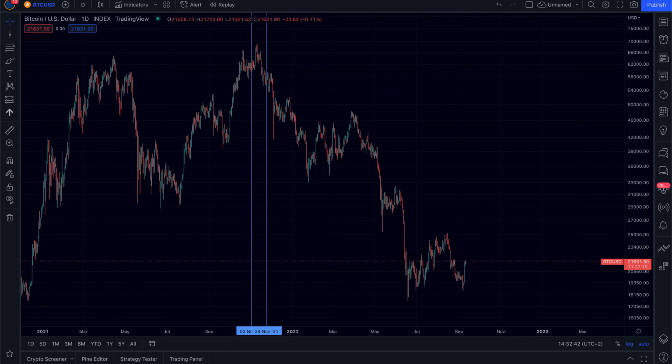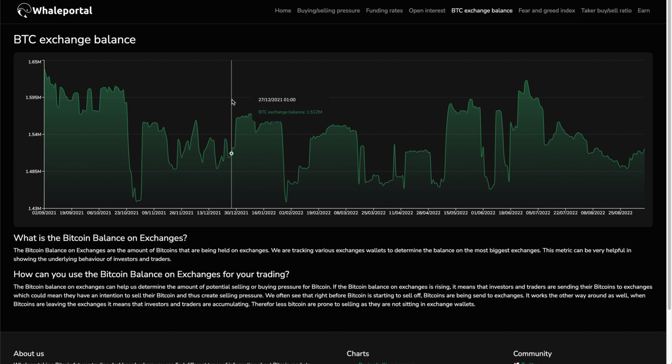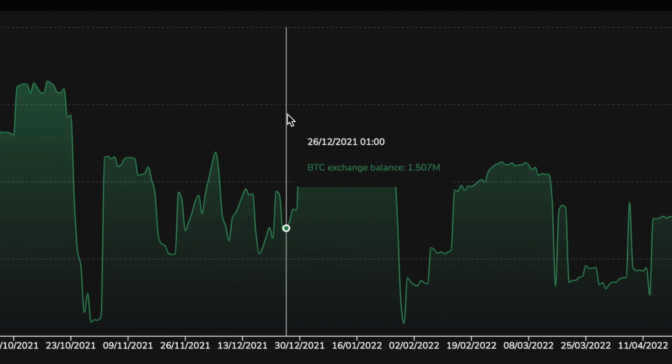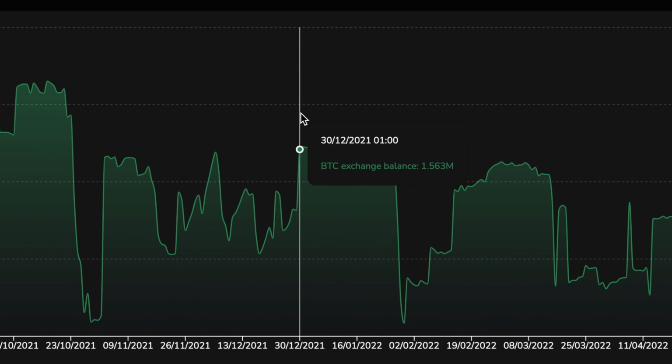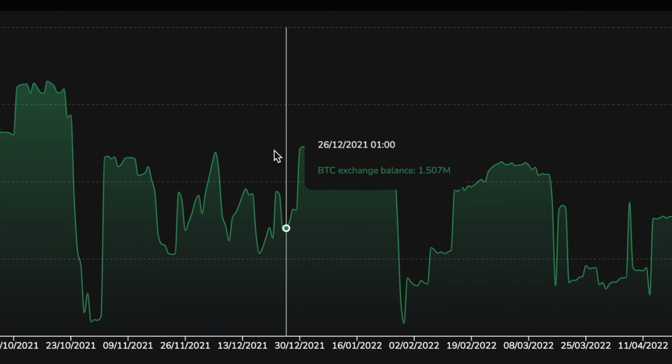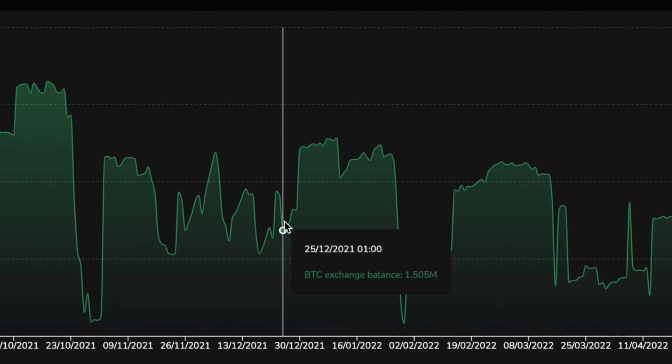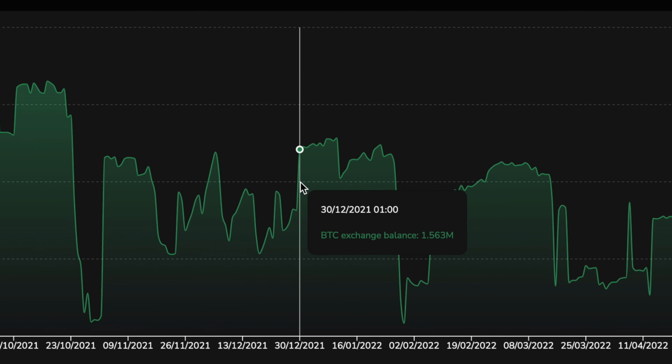Then guys, let's have a look at the next example. Right here we also got quite an increase. This was actually starting from the 26th of December going on till the 30th of December 2021. We got quite a significant increase in the Bitcoin balance on exchanges.